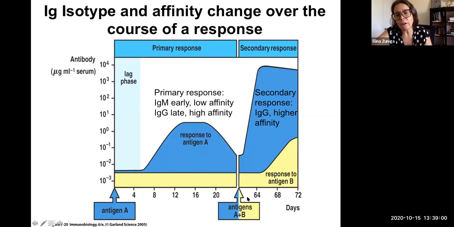And then we will learn much later how in the secondary response, we already have some IgG that is left over from the primary response and will be of higher affinity. And also we have B cells that have already undergone the switch, and they will start producing IgG right after secondary encounter with antigen.